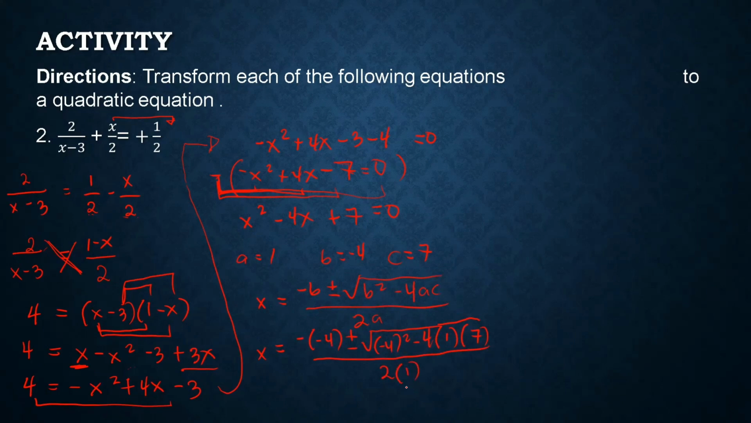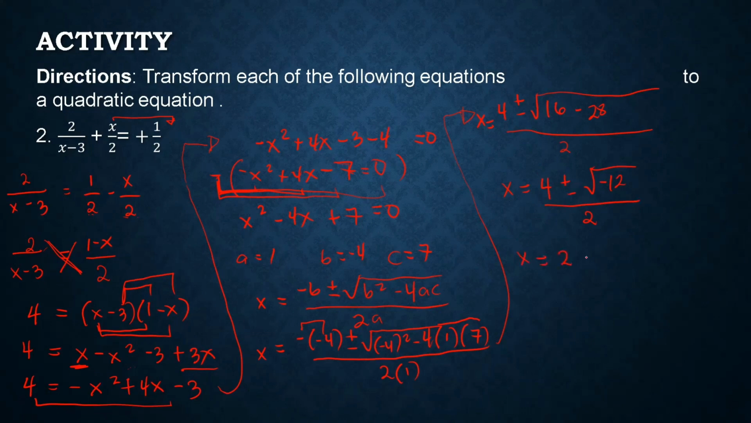So next is to simplify. When we simplify, negative times negative 4 is positive 4. So x is equal to positive 4 plus or minus the square root of, 4 squared is positive 16, or negative 4 squared is positive 16. And then negative 4 times 1 is negative 4. And then negative 4 times positive 7 is negative 28, over 2. And then when we solve it, x is equal to 4 plus or minus the square root of negative 12 over 2. So we can simplify this one. So x is equal to 2 plus or minus the square root of negative 12, because when we cancel this, what remains is 2.